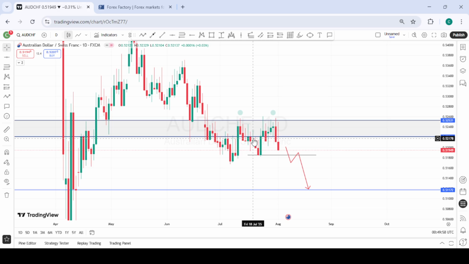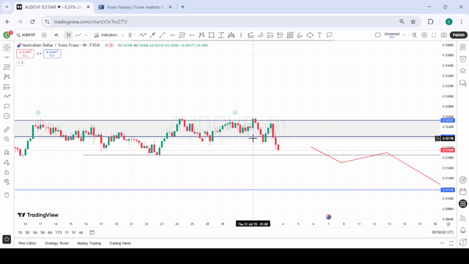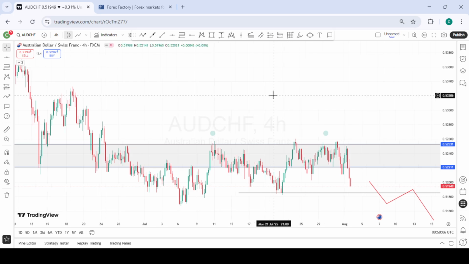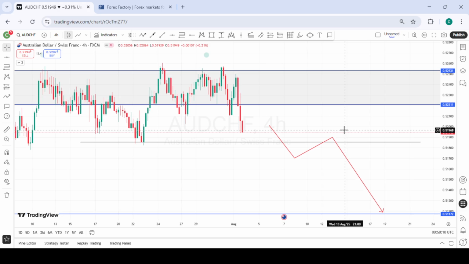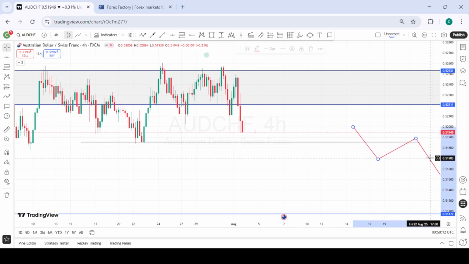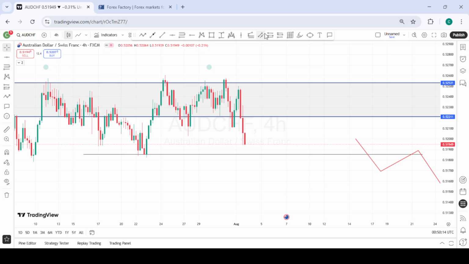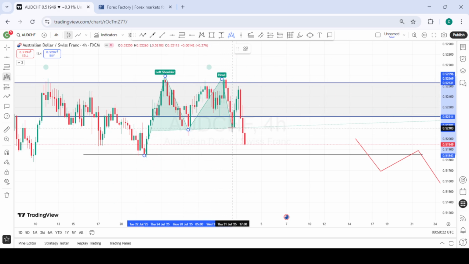Or the second option is, if you look at the 4-hour time frame, there's something developing here like a head and shoulder on the 4-hour time frame. So our second option will be that. So this is the head and shoulder, this is the head, and this is the left shoulder, head, and the right shoulder.